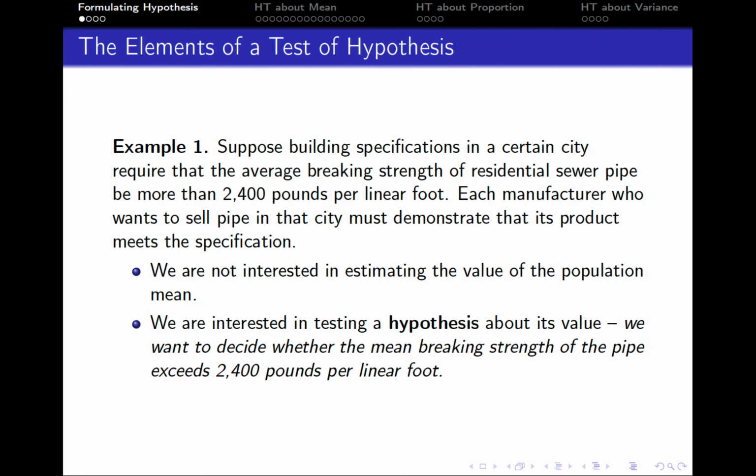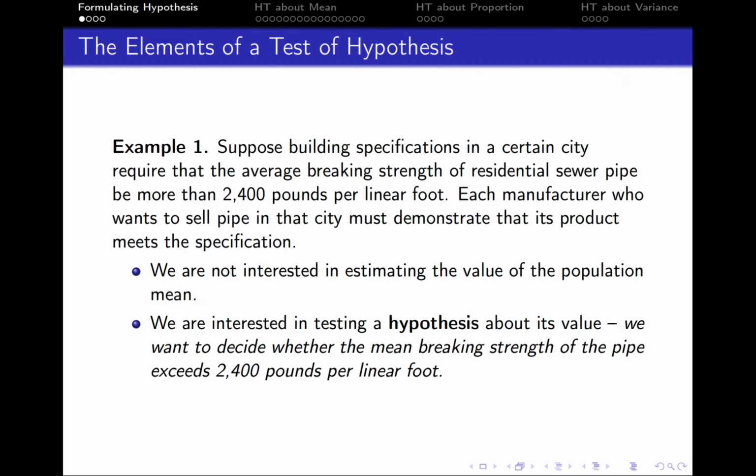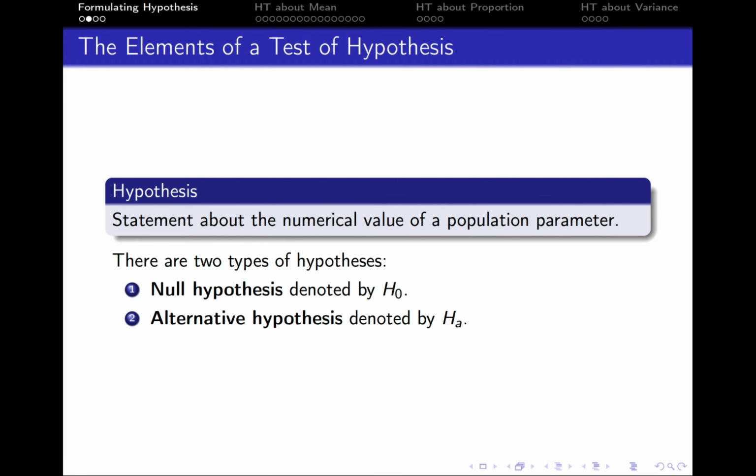So we want to decide whether the mean break-in strength of the pipe exceeds or does not exceed 2,400 pounds per linear foot. A hypothesis is a statement about the numerical value of a population parameter. In our case, this statement is that the mean break-in strength of the pipe exceeds 2,400 pounds per linear foot. There are two types of hypotheses that exist in statistics.